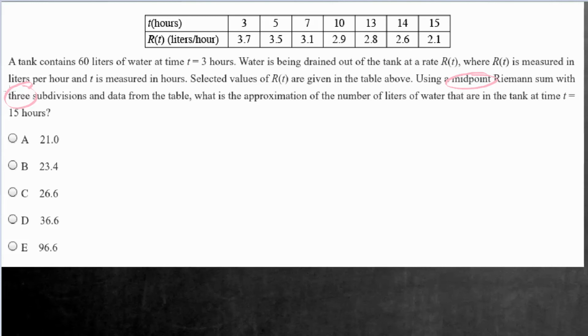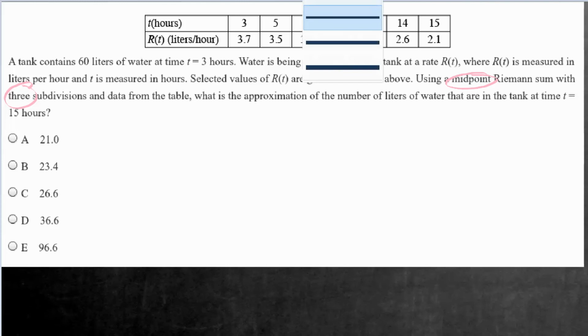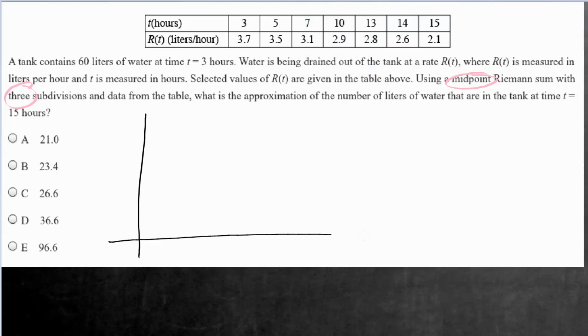All right, so I think the first thing you've got to do is sketch that graph a little bit. Should we make a pie graph? From 3, 5, 7, 10, 13, 14, 15. Now, intervals don't matter. Obviously, my scale is not great. We really just want to demonstrate 3.7, 3.5, 3.1, 2.9, 2.8, 2.6, 2.1.